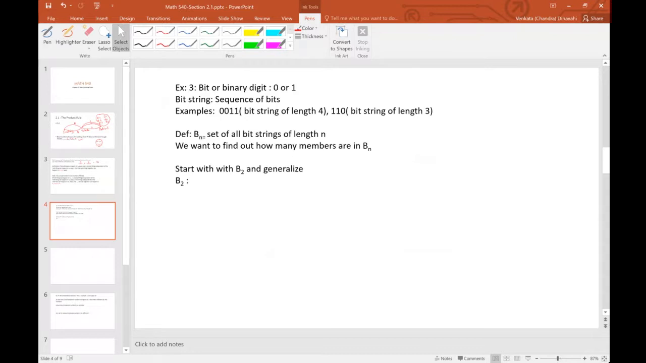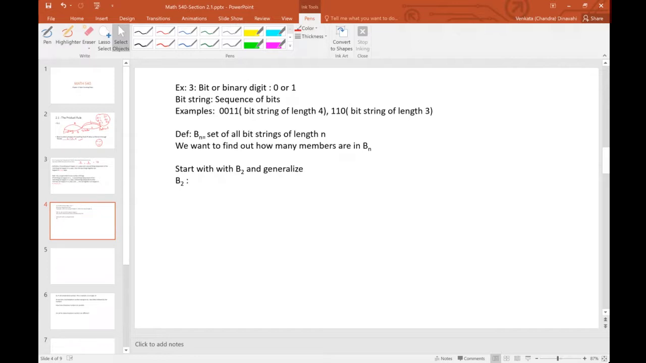A bit or a binary digit is 0 or 1. This is used lots and lots in computers. For example, when you type an email or send something through computers, it converts everything into binary digits and sort of encodes it and then sends it. So this has a very nice variety of applications, but I'm not going too deep into that. So a bit means a 0 or 1. It's as simple as that.